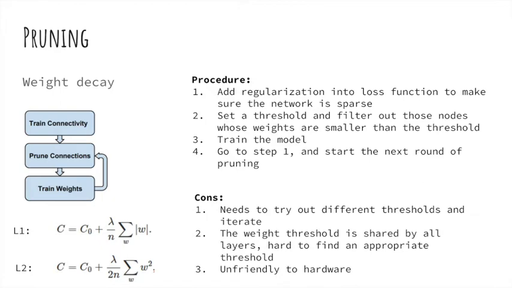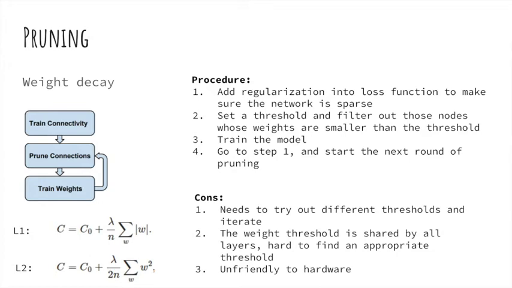Let's take a look at the weight decay method first. The first thing we need to do is add a regularization to the network loss. There are two regularization methods, L1 and L2. The main difference is whether I want the L1 of W or the L2 of W to be as small as possible. After adding regularization, the network will be sparse. Then I set a threshold and filter out those nodes whose weights are smaller than the threshold, and then fine-tune the network. Go to step 1 again.